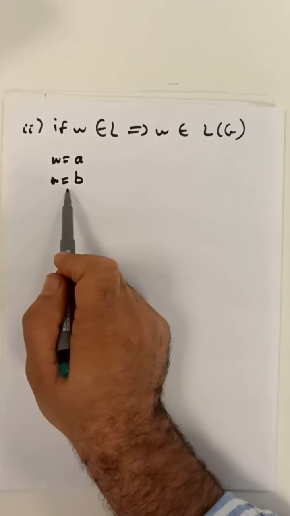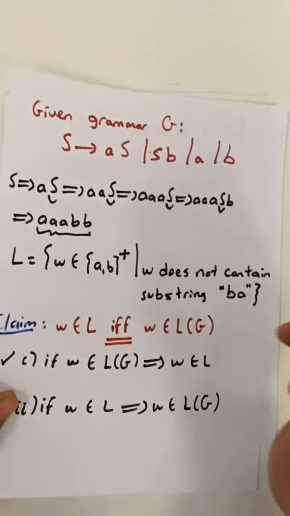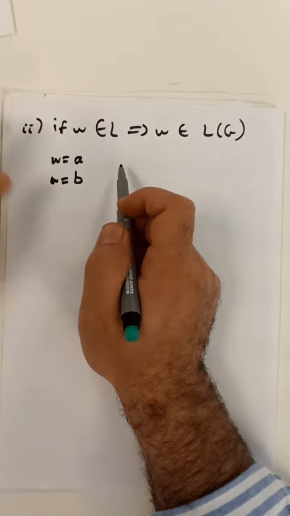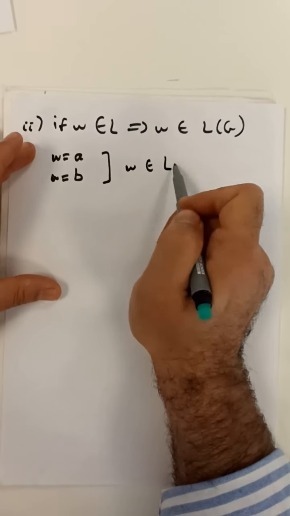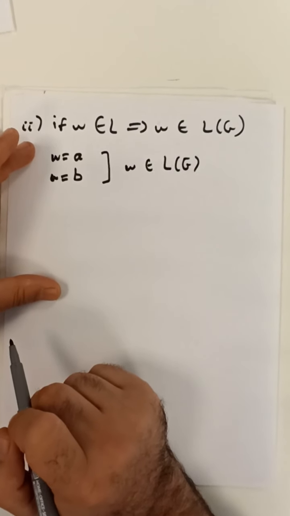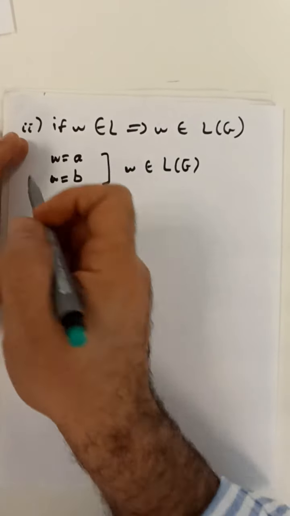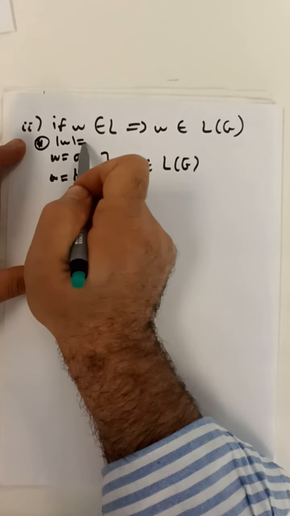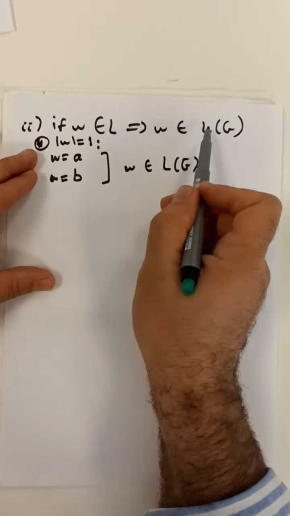Similarly, if W is equal to B, then it should be easy to see that W can be generated by our grammar G by this rule. So in both cases, W is in the language generated by the grammar. This covers the case where W has length 1. If the length of W is equal to 1, this claim is true.